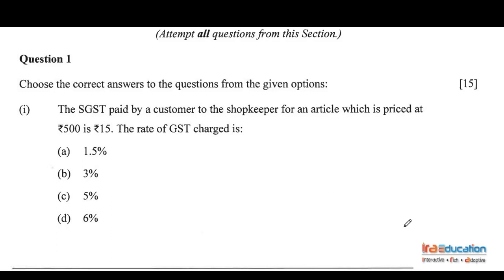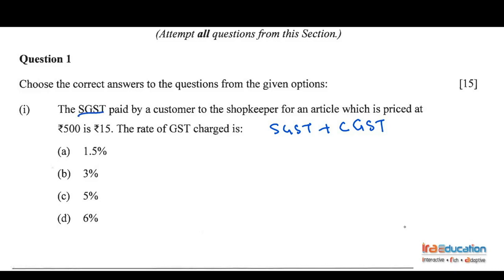GST includes the state GST, that is SGST, plus central GST. Both are included in GST and both have equal quantity. So if SGST is 10, CGST also is 10. So my problem is I need to find the rate at which SGST has been calculated.